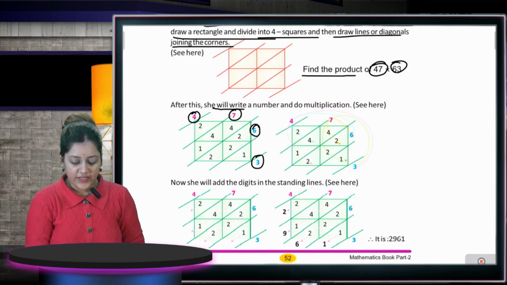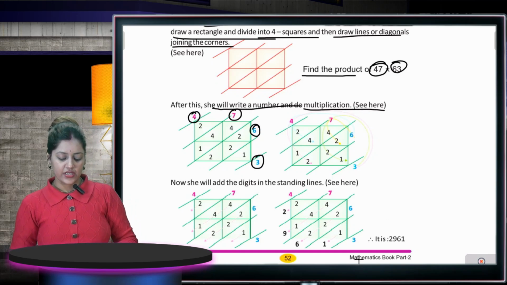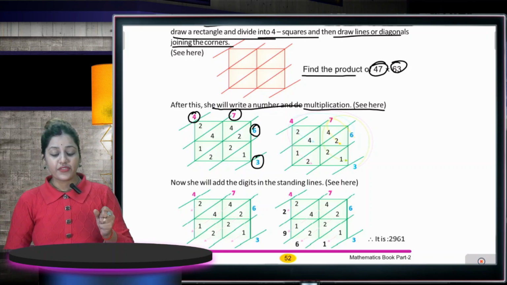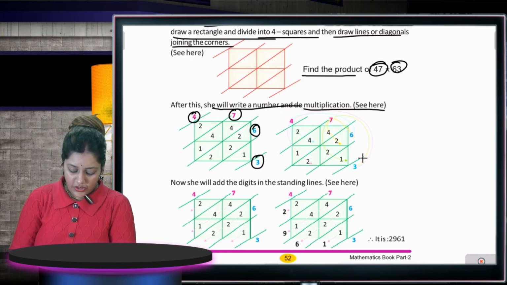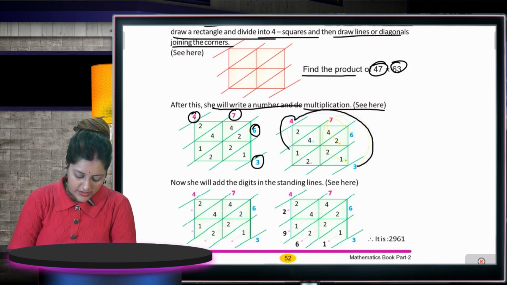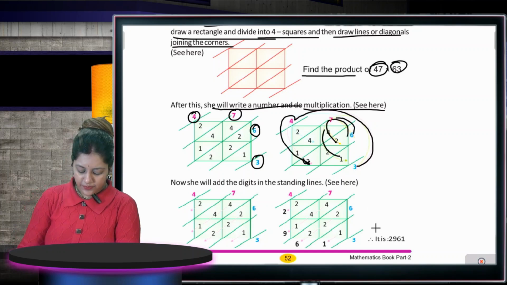After this, she will write a number and do multiplication. See here, you have to see very carefully. So what has she done? She has multiplied this with this and this. After that, she has multiplied this and this in the same way here.